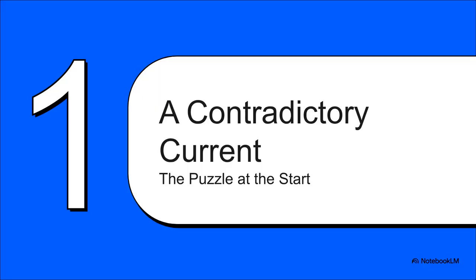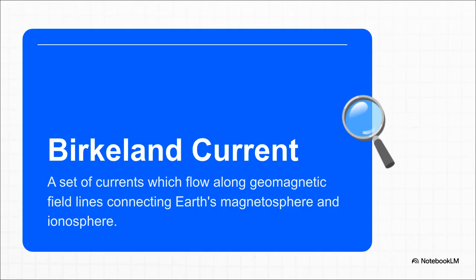We're going to start with the official definition because according to the source material, this is where the puzzle begins. So here it is, pretty much the textbook definition. Sounds simple, right? You've got currents, and they're flowing along magnetic field lines. But for the author of this paper, this is an immediate, giant red flag.